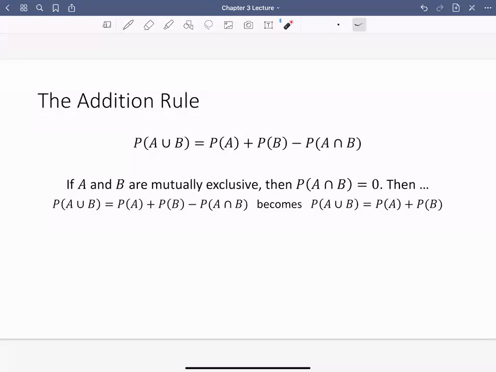If A and B are mutually exclusive, then that means the intersection is 0. Then I can just add the 2 probabilities together. I don't have to subtract the intersection because there's nothing in between there. What do I mean by that? Let me help you get a little visual here.